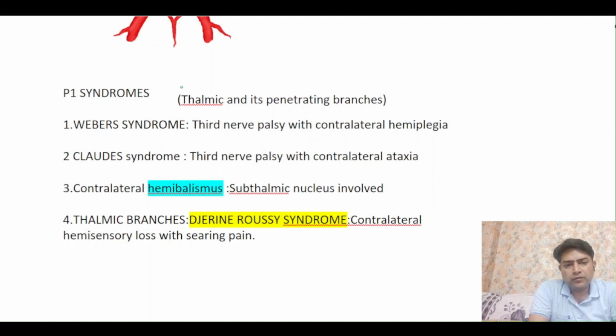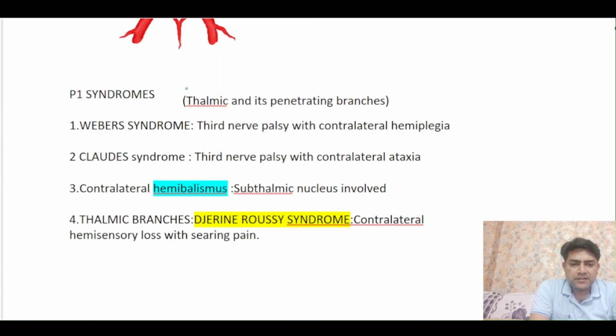Now, Weber's syndrome. What is Weber's syndrome? It is third nerve palsy with contralateral hemiplegia. Then Claude syndrome. What is it? Third nerve palsy with contralateral ataxia. Then a very important question that they ask in every entrance exam: contralateral hemiballismus. When the subthalamic nucleus is involved, there is contralateral hemiballismus. Now, if the thalamic branches are involved, that gives rise to Dejerine-Roussy syndrome, which is contralateral hemisensory loss with pain, deep searing or burning pain.